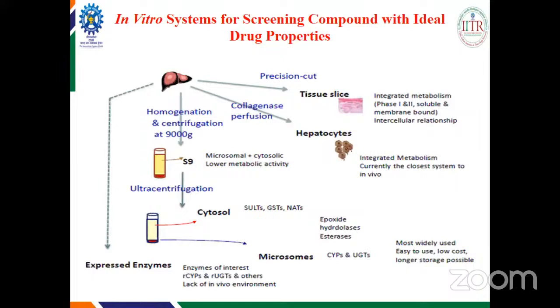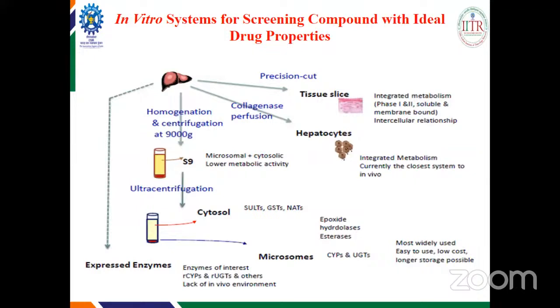You can always prepare this particular setup in the laboratory easily at the academic level, where we can homogenize the liver and prepare the different fractions: S9 fraction, cytosolic fraction, microsomal fraction. These different fractions have different kinds of enzymes. So selection of the test system is also very important, which particular test system we are using.